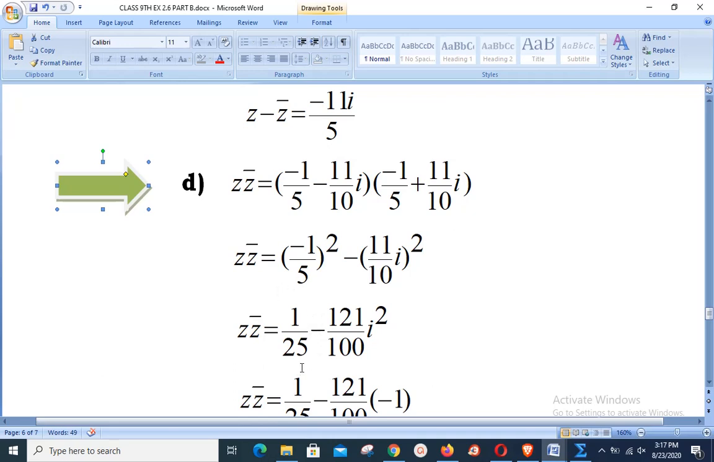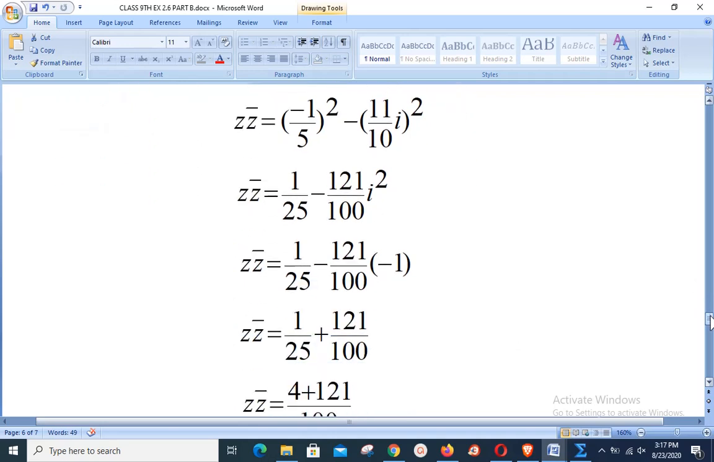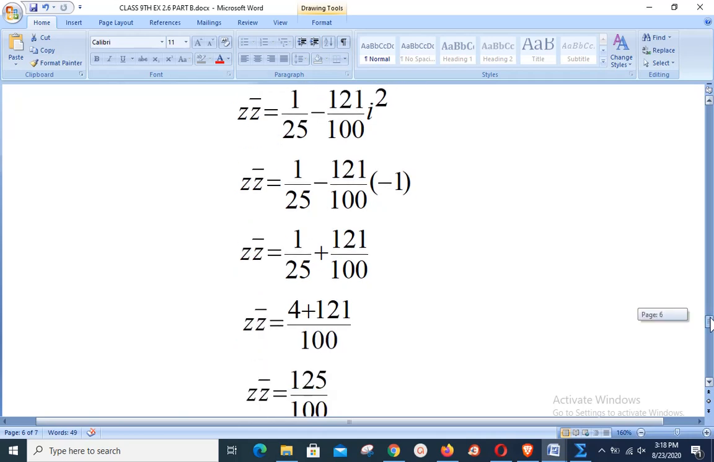You already know the square of a minus sign results in a positive sign. So the square of minus 1 over 5 gives you plus 1 over 25, whereas the square of 11 over 10 iota: square of 11 is 121, square of iota is iota square, and square of 10 is 100. So in the next step, put iota square is equal to minus 1. We have 1 over 25 as it is, minus 121 over 100 into minus 1. Now this minus 1 into minus 1, minus sign will be converted into plus. We are having z into z conjugate is equal to 1 over 25 plus 121 over 100.